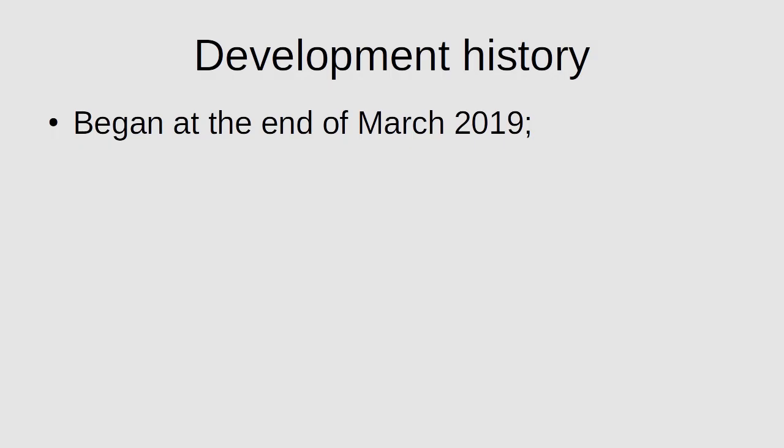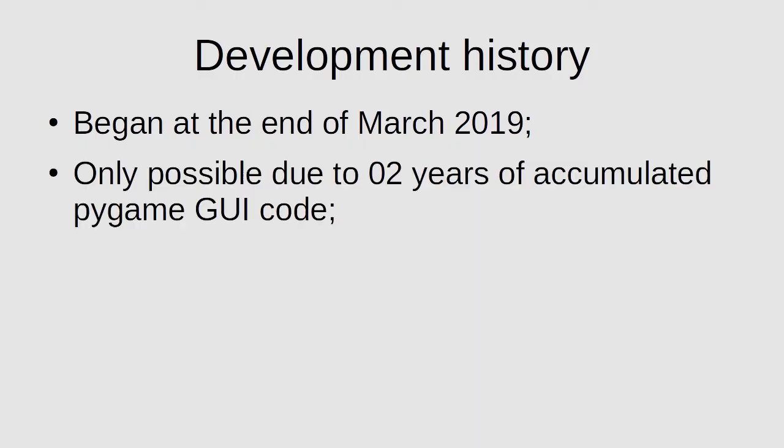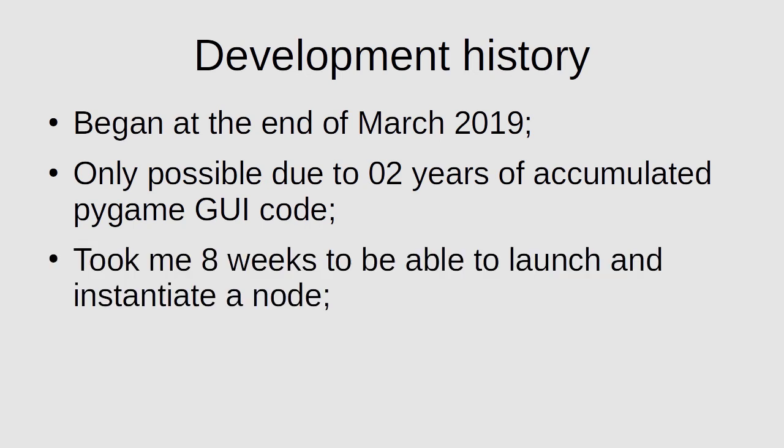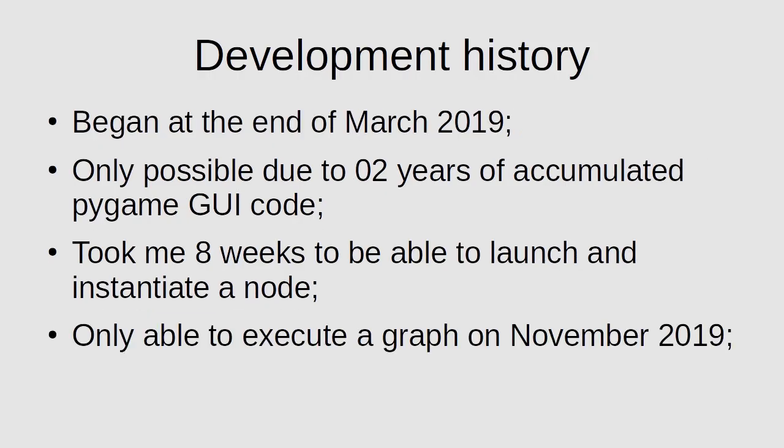Development started at the very end of March 2019, but it was only possible due to 2 years worth of pygame GUI libraries I made for the Danny to the Rescue prototype, the level editor and the animation editor. It took me 8 weeks to be able to launch the application and instantiate a node from a Python function. Only in November of that year, though, I was finally able to make nodes connect to each other and execute.